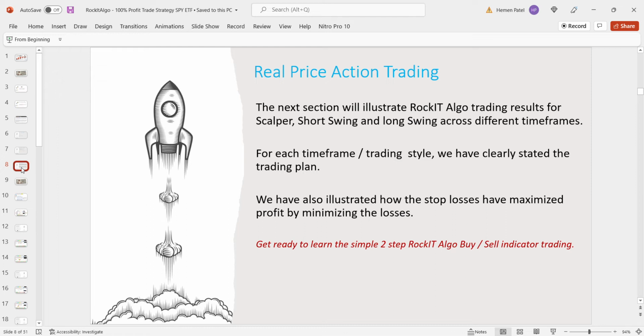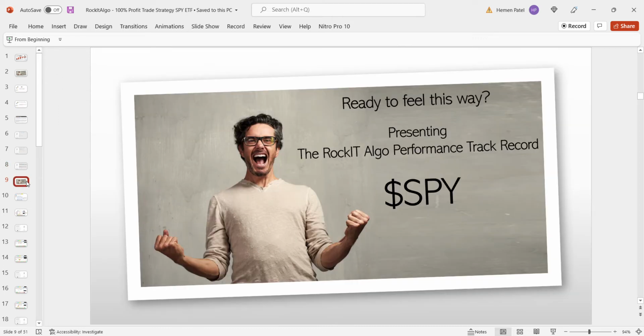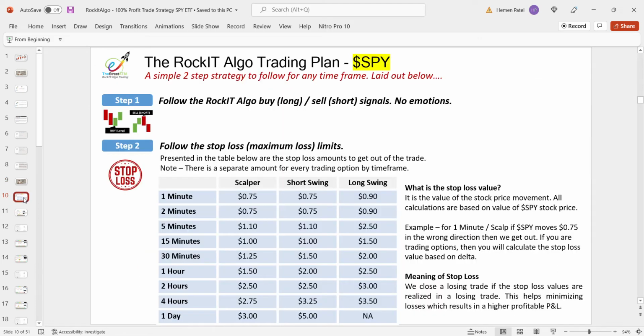So in the next section, let us illustrate the performance of RockIT Algo within each time frame across the different trading styles. As I mentioned, this is strictly a trading plan for SPY using RockIT Algo. We will be releasing much more, like for Amazon, QQQ, and financial ETFs. Every week we will be releasing strategies for different types of stocks.